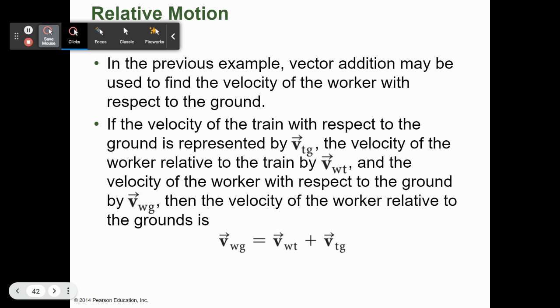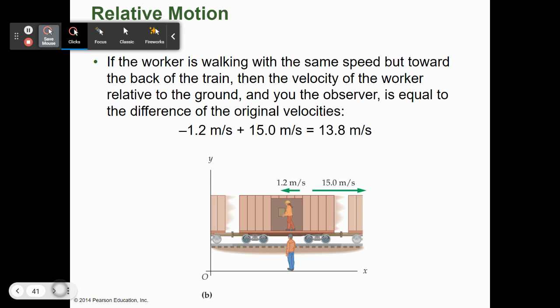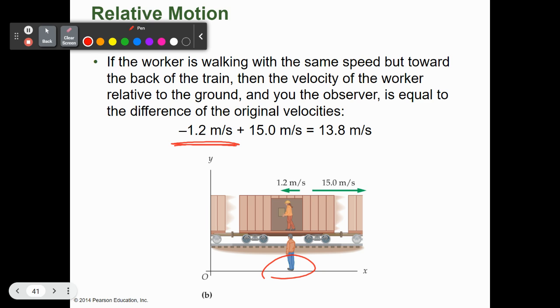All right, let's look at another one. What happens if the worker is going in the opposite direction of the train and you're still standing there watching all this going on? So now the worker is going in the opposite direction but with the same speed. This time, again, we're going to add the two vectors together, but because they're going in opposite directions, we have a negative sign, and so we're adding signed numbers, which means that I'm actually going to subtract the two magnitudes, and the speed would be 13.8 meters per second relative to what I'm seeing as I'm watching this go on.